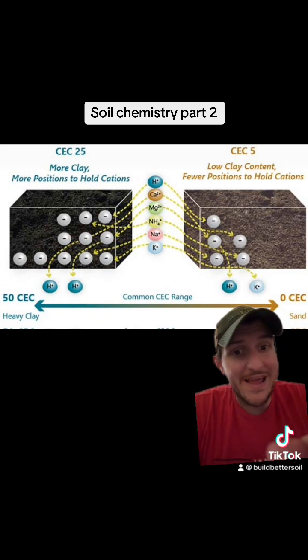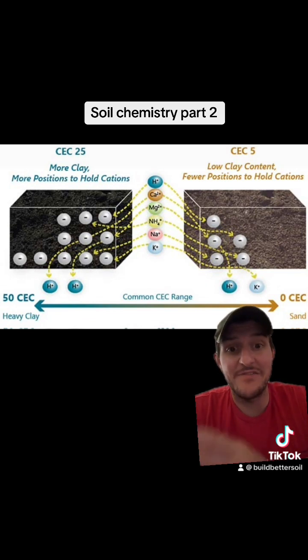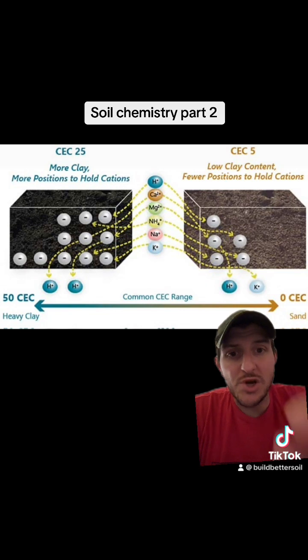As you see, a lot of guys in Michigan, in the Southeast, right, they might have a very low CEC. That's going to be more sand. As you can see down here, it says 0 is straight sand, 50 is heavy clay. So this is a real simple chart. As you can see, that lower CEC, you got a lot less parking spots.